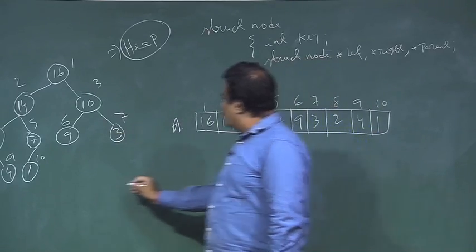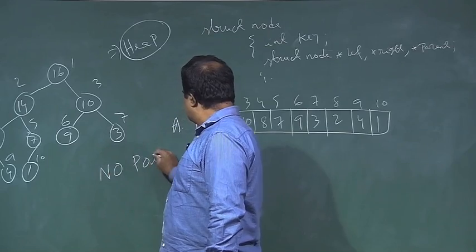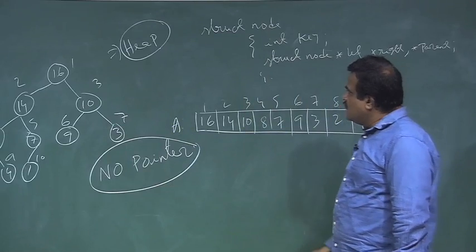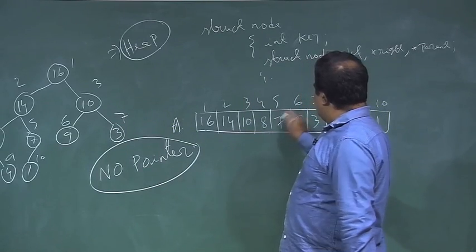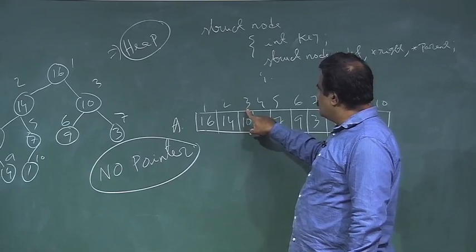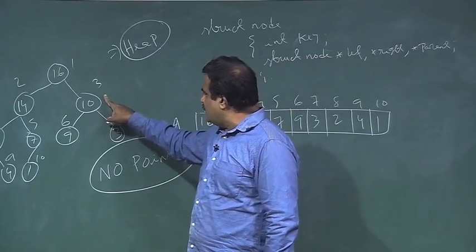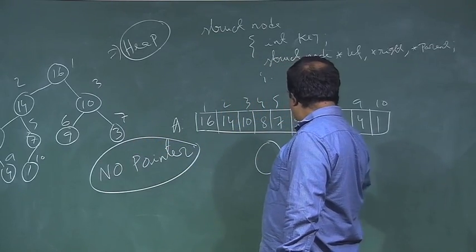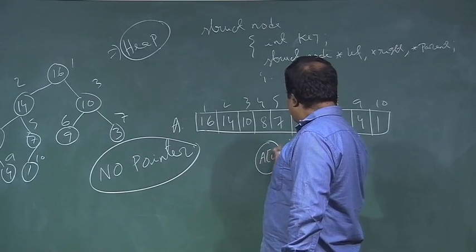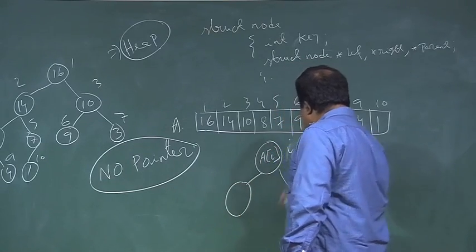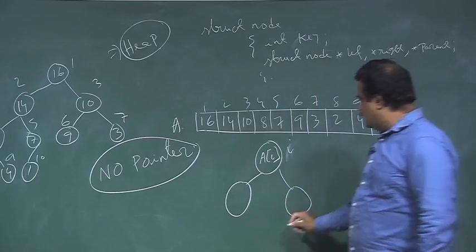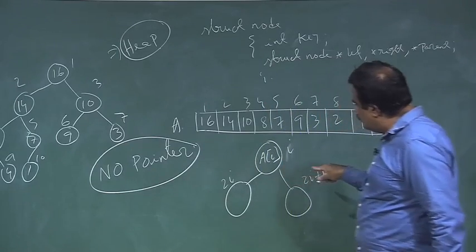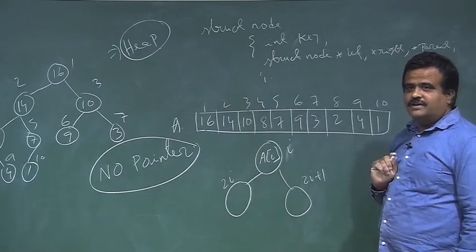No pointer is required. This is the advantage. No pointer is required to have this tree, because we know if a node is, say, I, so if this is 3, who are the children for 3? 6 and 7. So that means if a node is A I, then we know the children are at A 2I and A 2I plus 1. So this is the formula we use to visualize that tree.